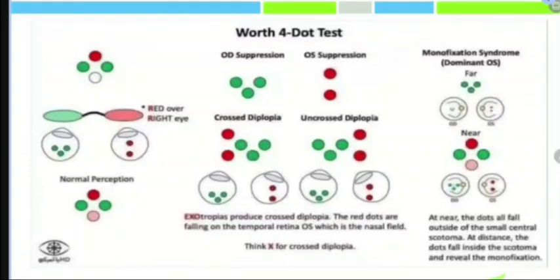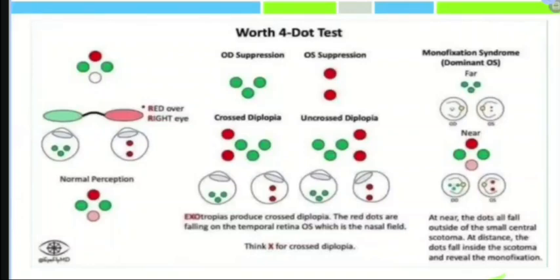It is a clear indication of monofixation syndrome. So, what is monofixation syndrome? In a simple one-minute quick revision, monofixation syndrome is where a patient develops a small degree of scotoma, which can be neglected by the brain.